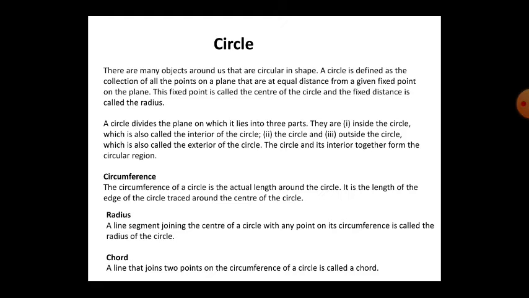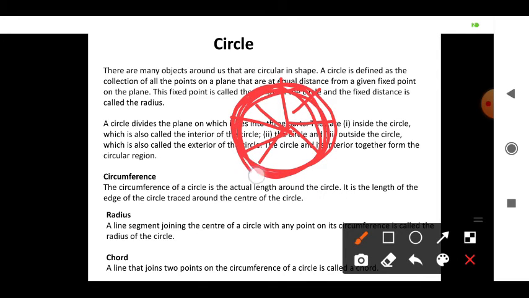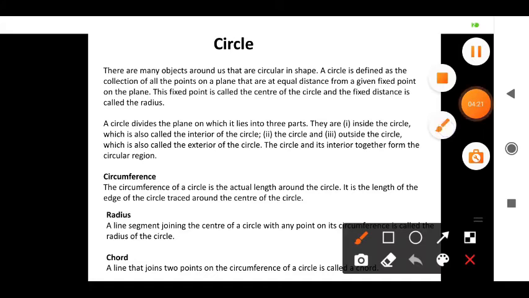What do I mean by radius? Let me define. A line segment joining the center of a circle with any point on its circumference. See, this is a circle; from the center to any point on the circle, if you draw a line, this is called the radius of the circle. So from the fixed point to any point on the circle, that line is called the radius.